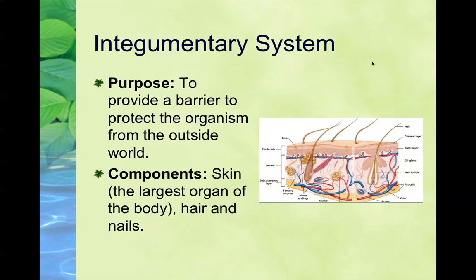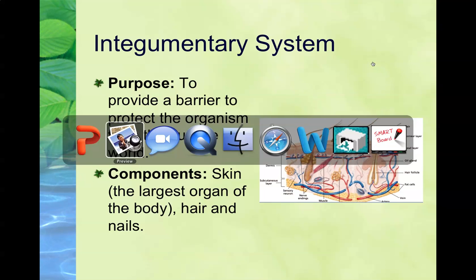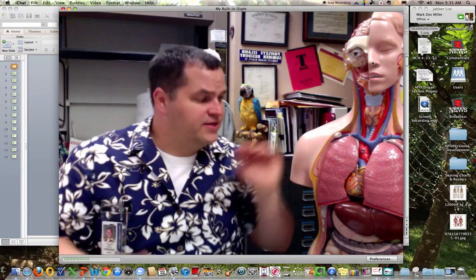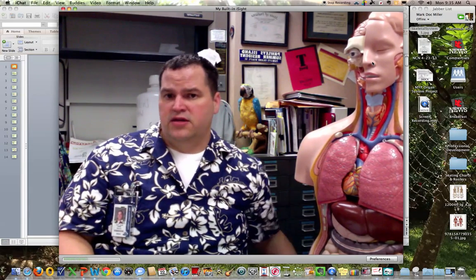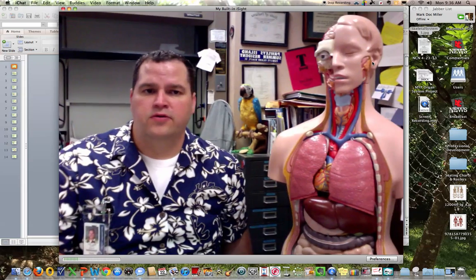Obviously, the skin, which is the largest organ of the body, is probably what we think of when we think about the integumentary system. But hair and nails, horns, and the like are all part of the integumentary system as well, because they provide protection from the outside world, right? Now, if we think about that, skin is obviously a big part of that, and that's something that we would certainly consider.